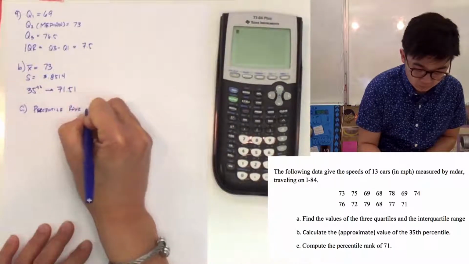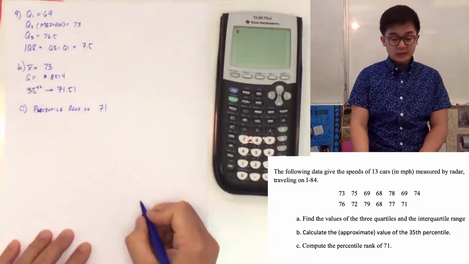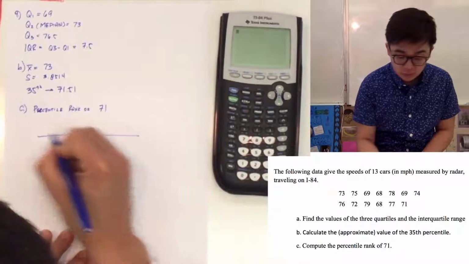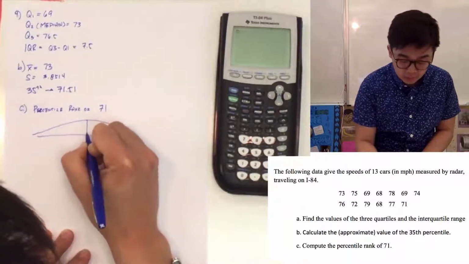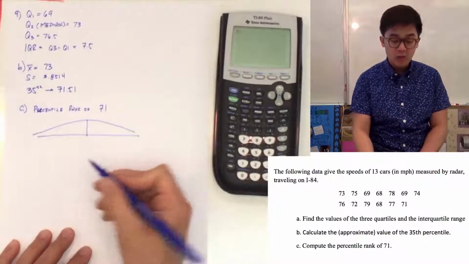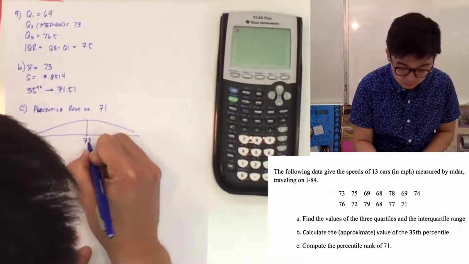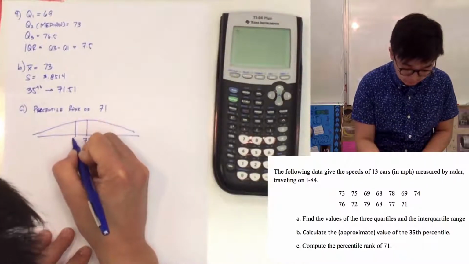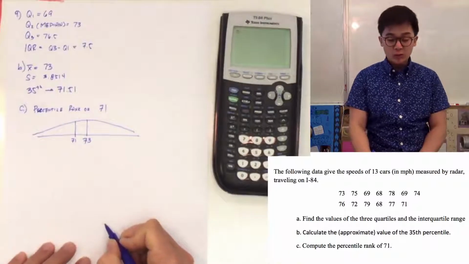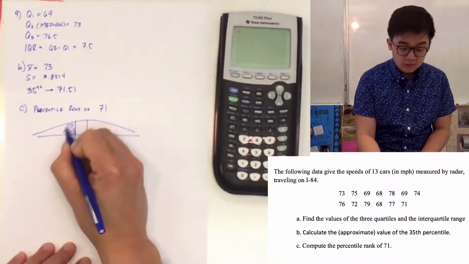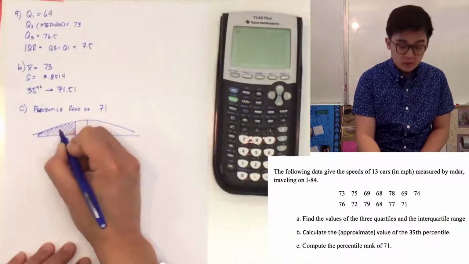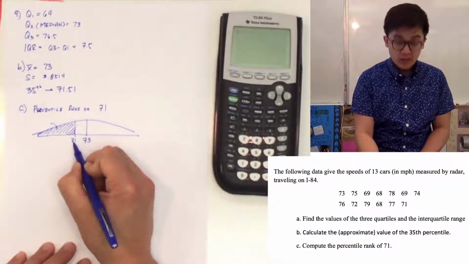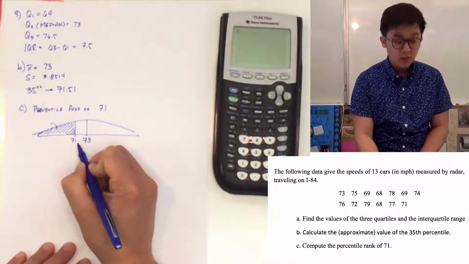So let's illustrate 71 according to our distribution. The mean of the distribution based on problem letter B is 73. And 71 is below the mean, so let's put 71 right here. So in statistics, what we're trying to look for is the area under the curve at 71. This will give us the percentile rank that we are looking for for a speed of 71 miles per hour.